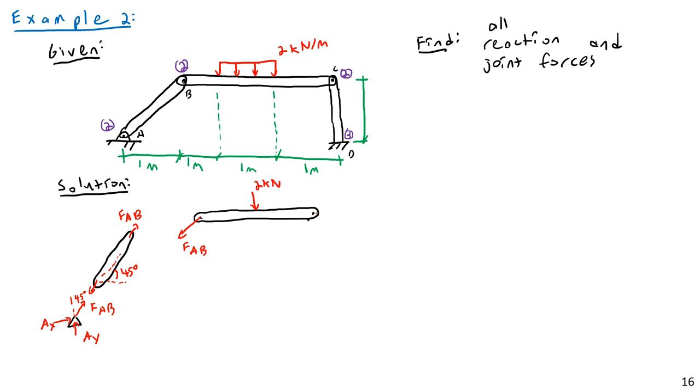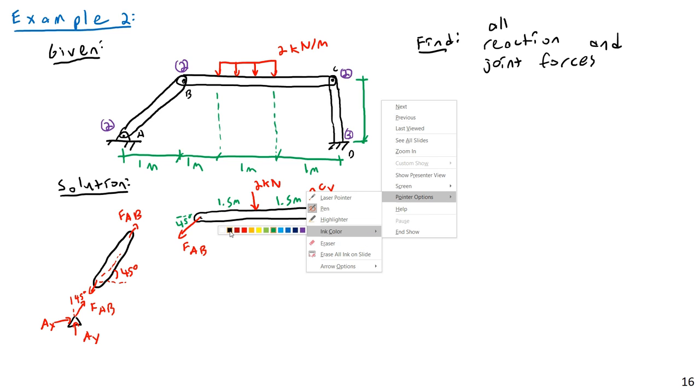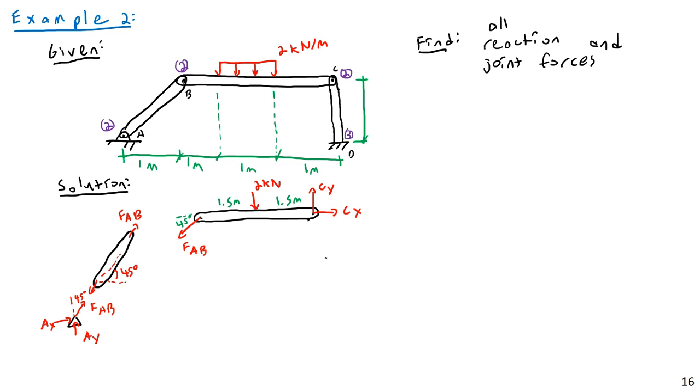And then on joint C, I will need to consider both the CX and CY because this is not a pin-pin member. I'm going to have a CX and a CY. Here, a CX and a CY. And I probably should put the dimensions on here. This is going to be at the center. The whole thing is 3 meters long, so this is 1.5 meters and 1.5 meters, and this is going to be at a 45 degree angle.